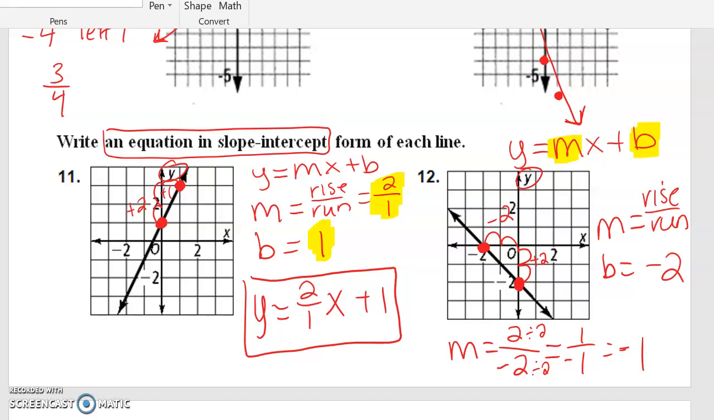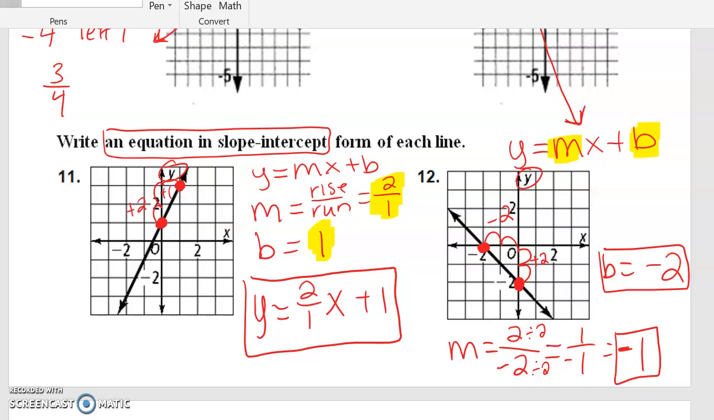Now I have my b value and I have my m value. I need to plug them into the equation. I'm going to write that up here. I'm just going to erase this top slope so I have some room to write it. And my final equation would be y equals -1x minus 2.